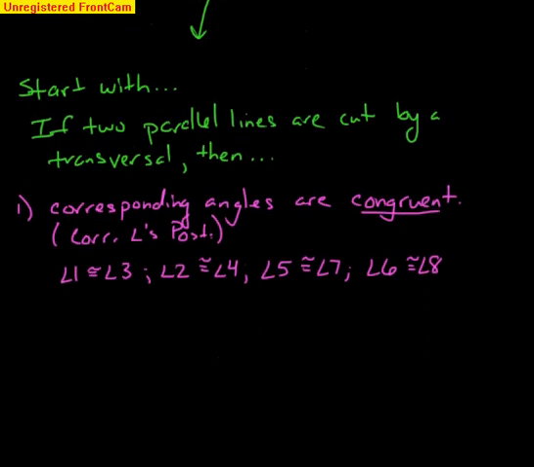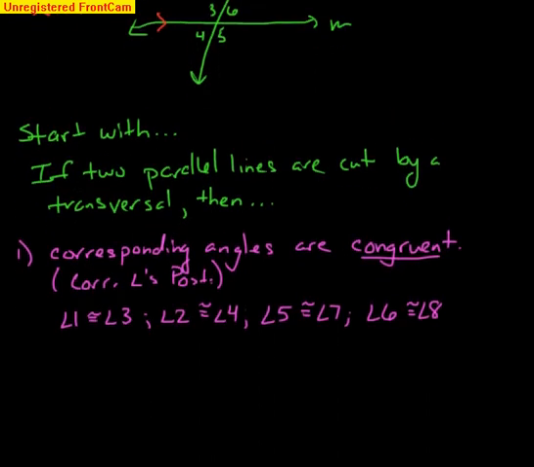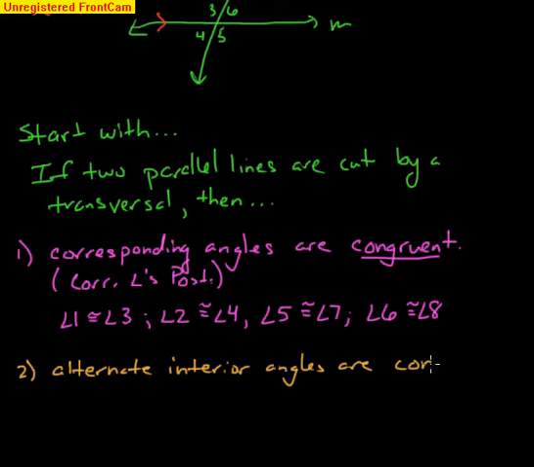Okay, the second one. If two parallel lines are cut by a transversal, then alternate interior angles are congruent. This is going to be known as the alternate interior angles theorem. THM for theorem.